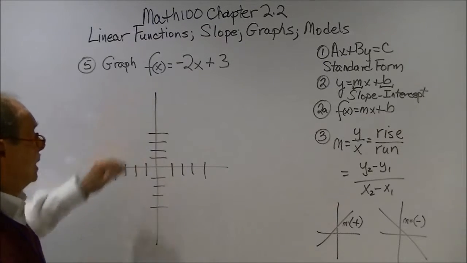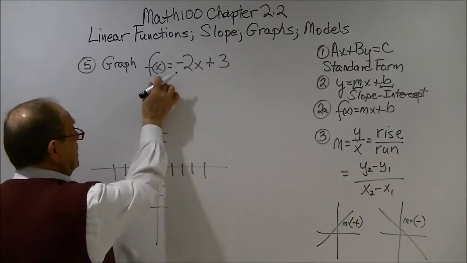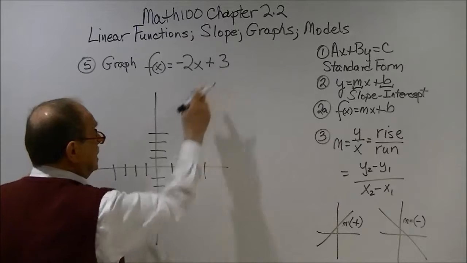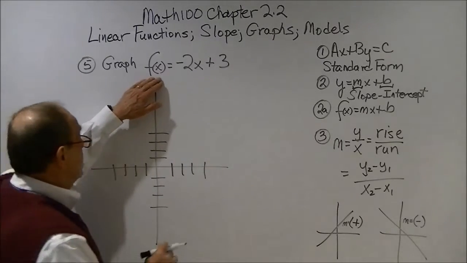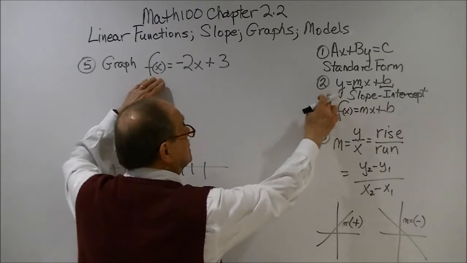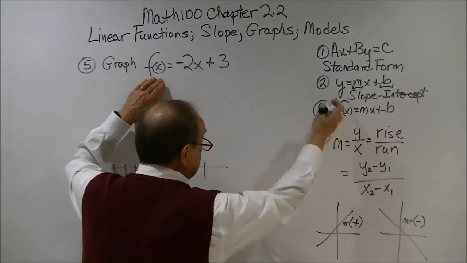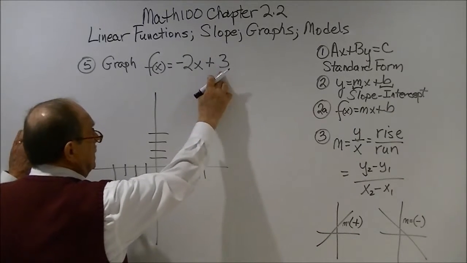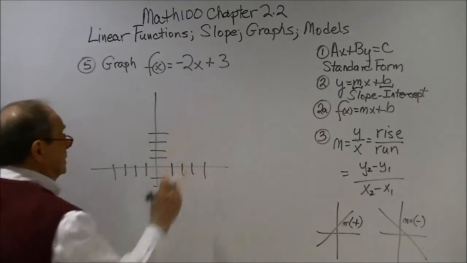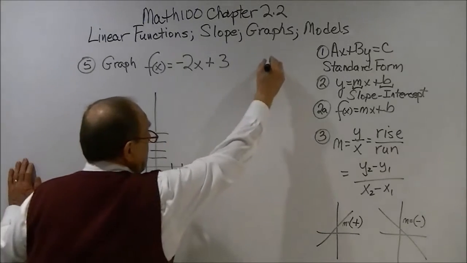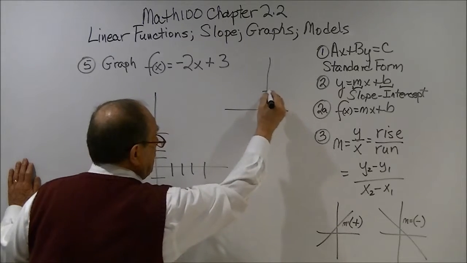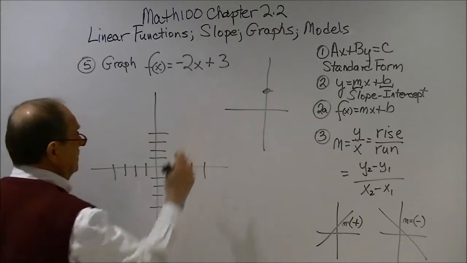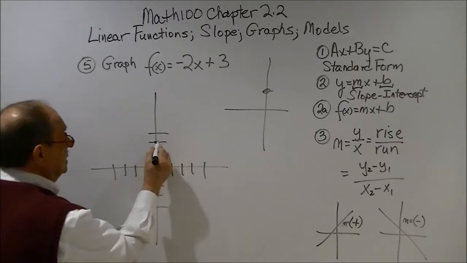So here for number 5, they give us the function f of x equals negative 2x plus 3. So we can compare this to number 2. It's a form of the same slope-intercept form. But now we're going to use the technique of graphing the y-intercept first. That is where it will cross the y-axis. It's going to cross the y-axis at 3. So 1, 2, 3, we put a dot right there.